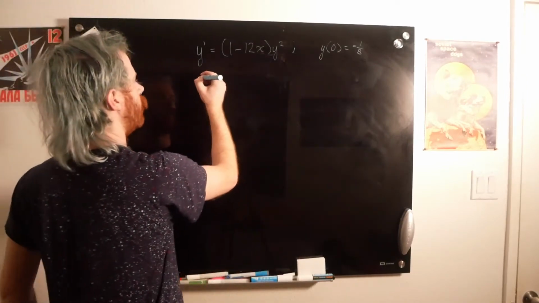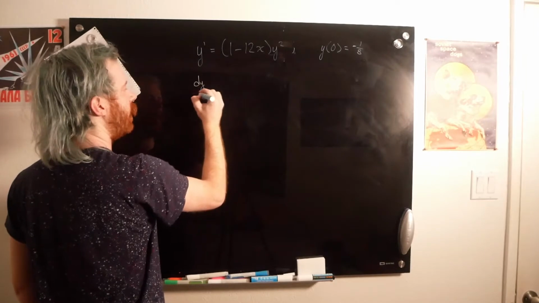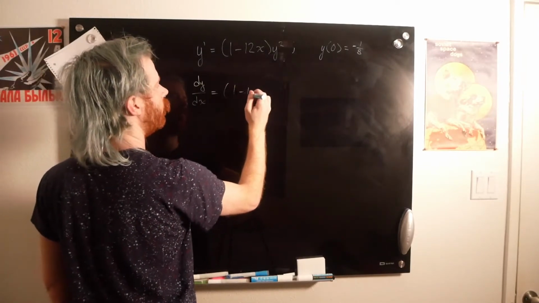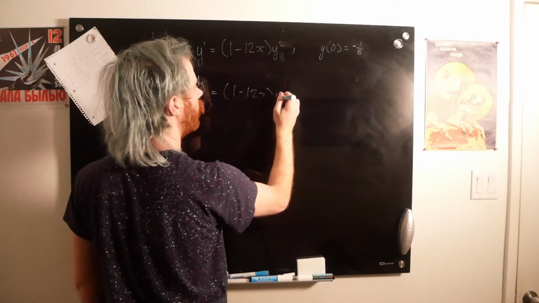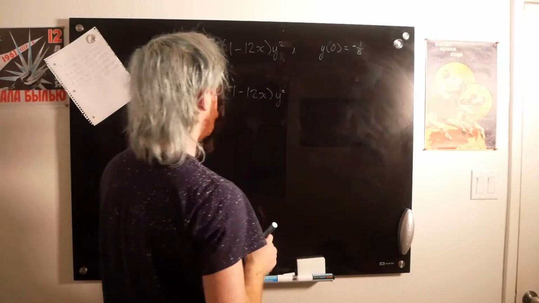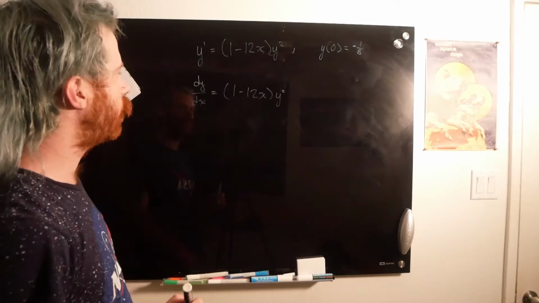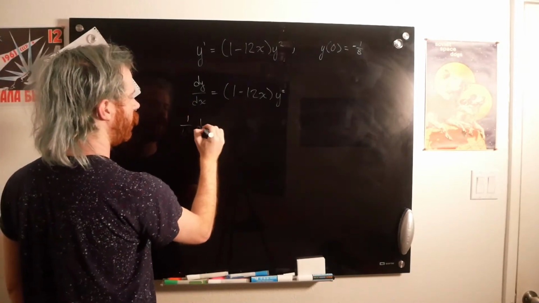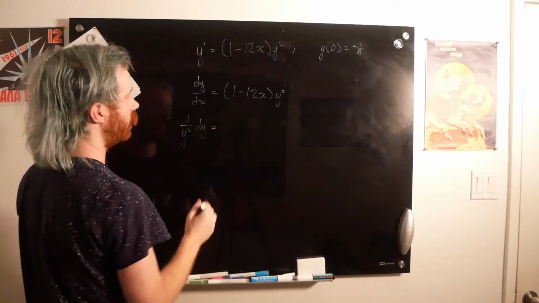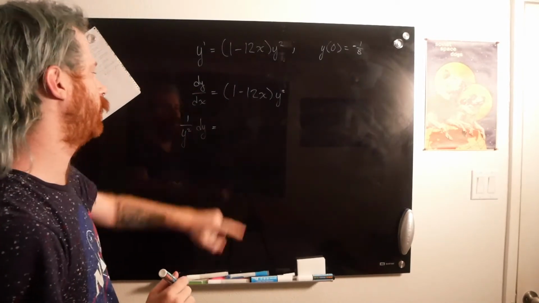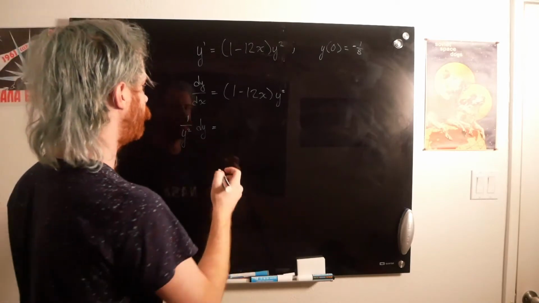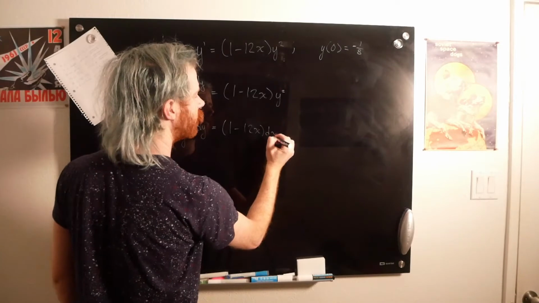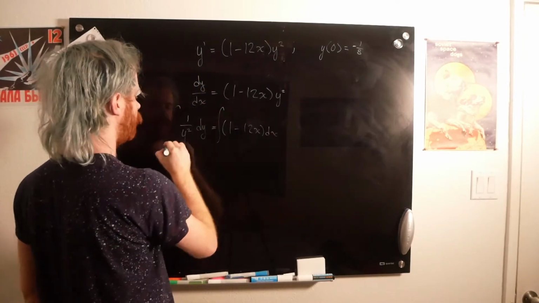So dy over dx, which is equal to y prime, equals 1 minus 12x times y squared. Let's go ahead and divide by y squared. So we're going to have 1 over y squared dy equals, and then we multiply by dx to get them separated. It's a separable equation. So 1 minus 12x dx, and then we can integrate both sides, correct?